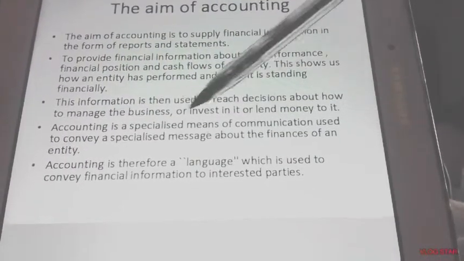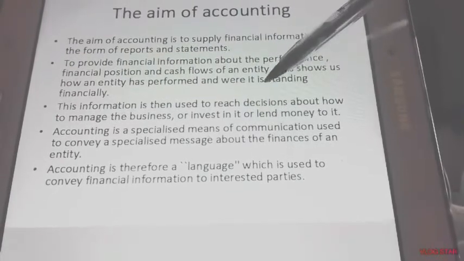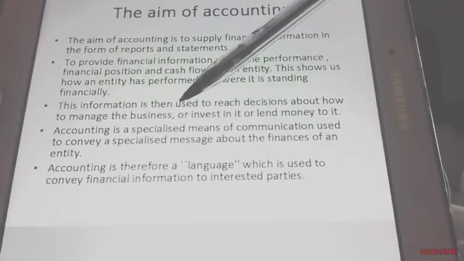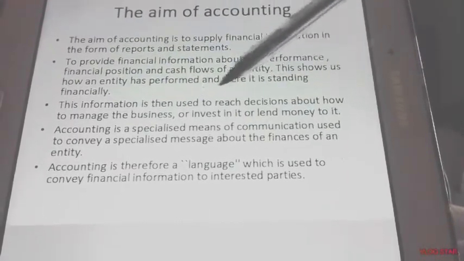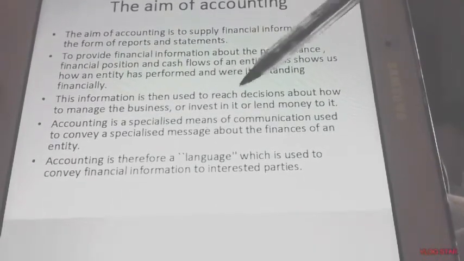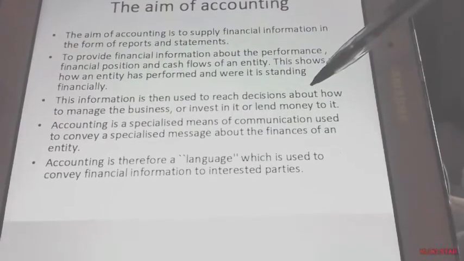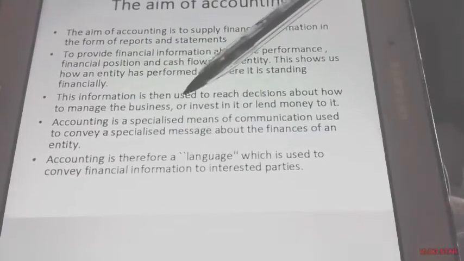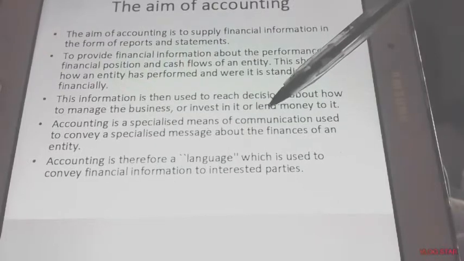So the interested users will use this accounting information or financial information to reach decisions about how to manage the business. For instance, the owner will use this information to manage the business. The investors will use this kind of information to decide whether to invest into the business or not. And the bank will also use this kind of information to decide whether to lend money to the business or not.